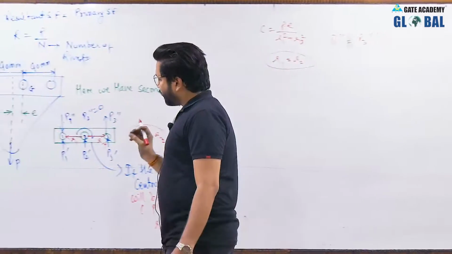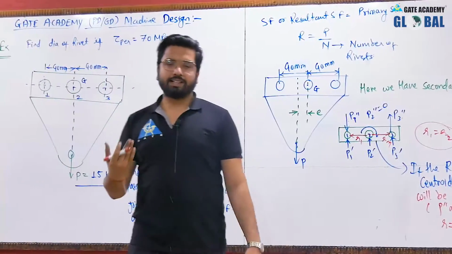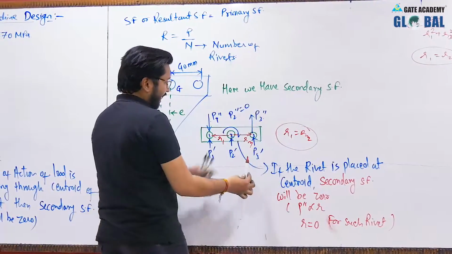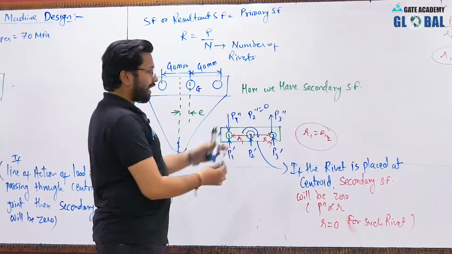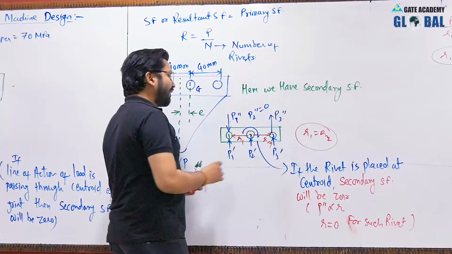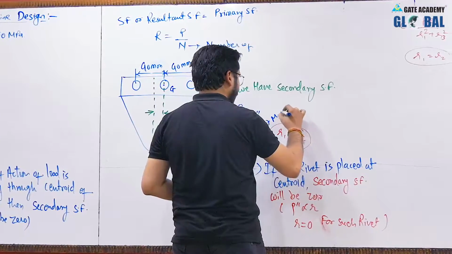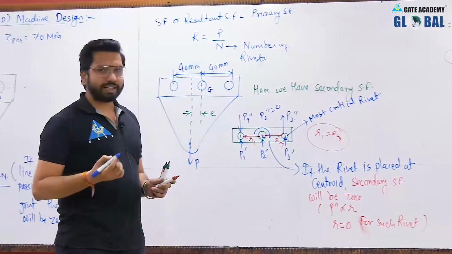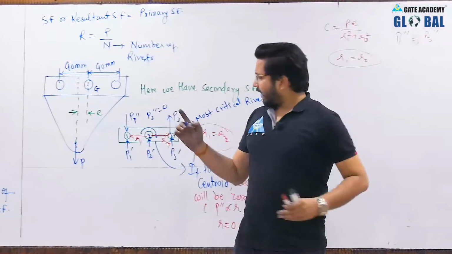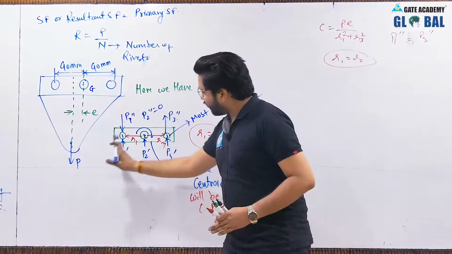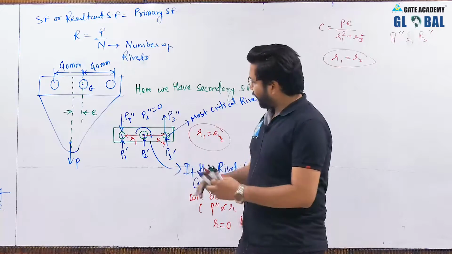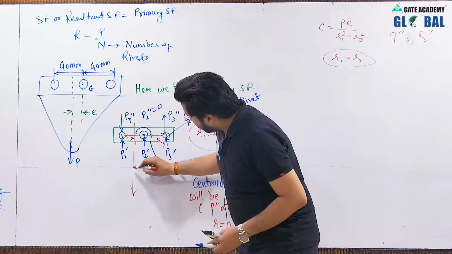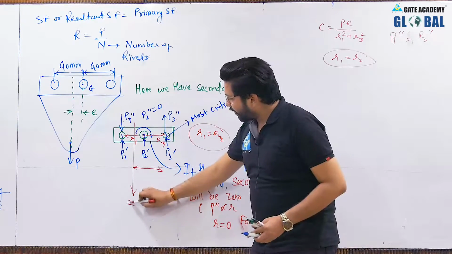Now, if I ask you which will be having the greatest value of resultant shear stress, as here P3 dash and P3 double dash are acting in the same direction, hence this will be the most critical rivet. Now, as you can see, rivet number 3 and 1 are equidistant from the centroid. But why is this having the greatest resultant stress? Because this is having the greatest distance with respect to the line of action of the load P.